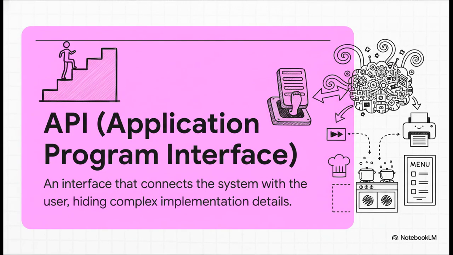Now, take one step up from that and you'll find the API, or Application Program Interface. This is our gas pedal. When a developer types a simple command like print this file, the API is what translates that simple request into all the complicated operations the system needs to make it happen. It's basically the simplified menu for a super complicated kitchen.